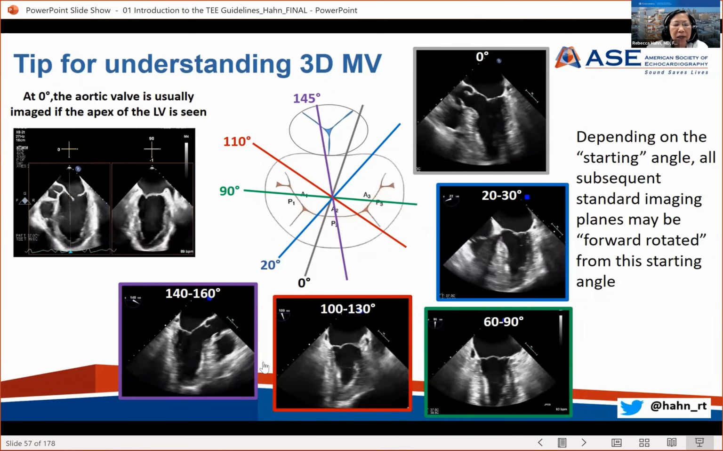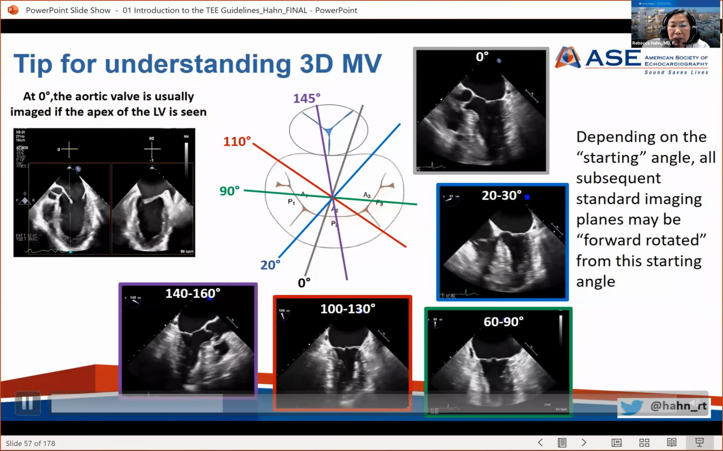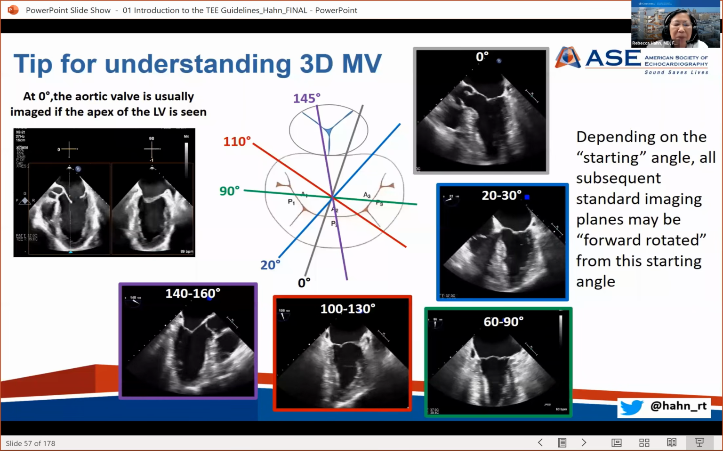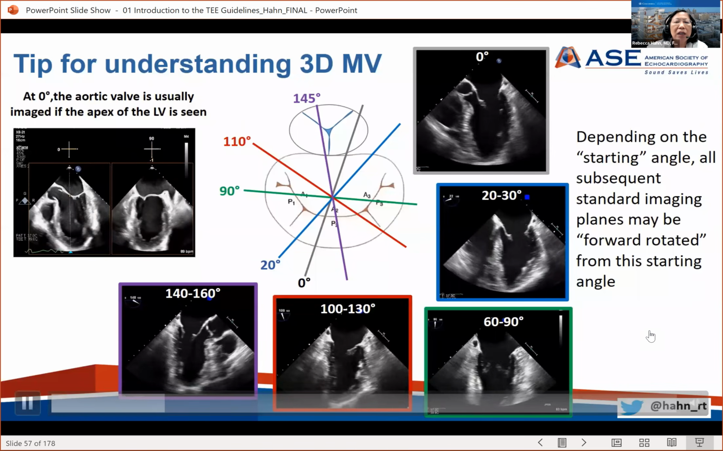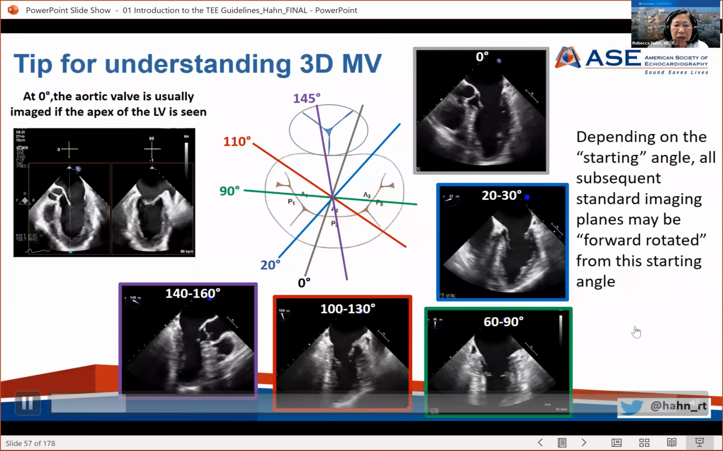So don't be afraid to get a 3-chamber view at 160 degrees if that's where it is. It's just that the patient happens to be a little rotated in relation to where the probe happens to sit.